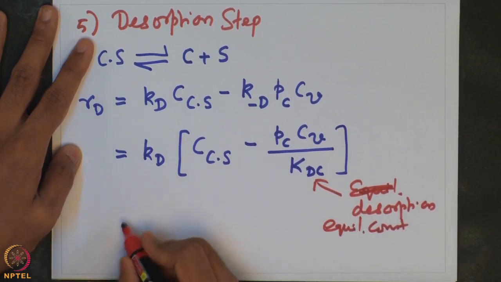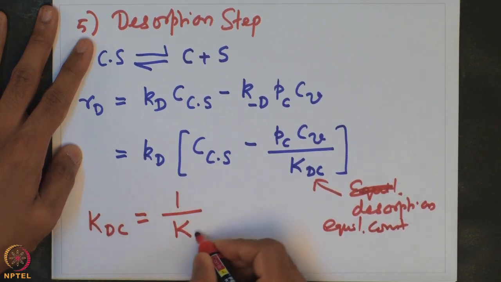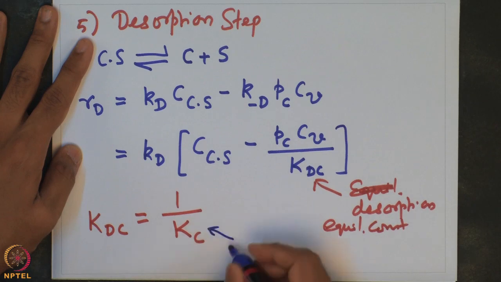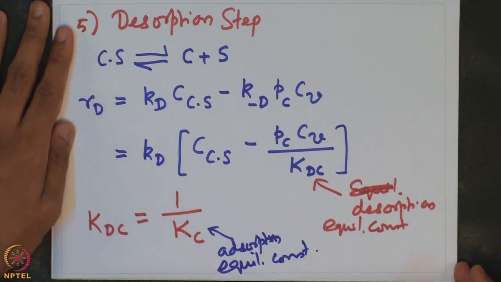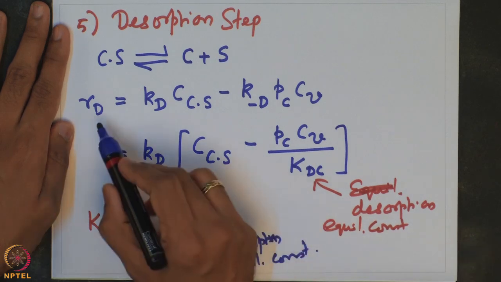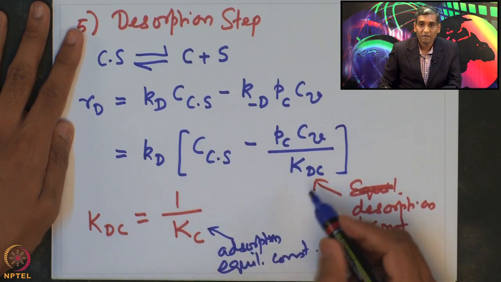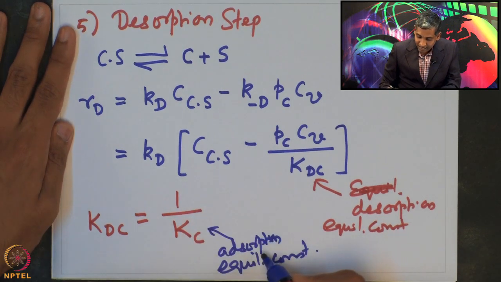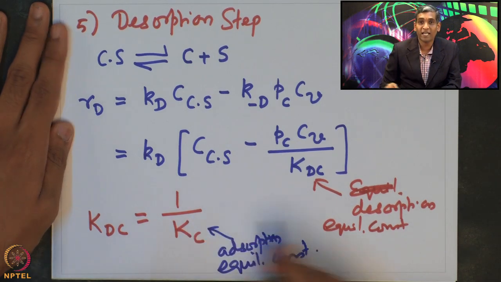And so, now the desorption equilibrium constant will be equal to 1 by Kc, where Kc will be the adsorption equilibrium constant. So, the rate at which the desorption step happens can easily be captured by this expression that is present here, where Kdc is essentially the desorption equilibrium constant, and that should clearly be related to the adsorption equilibrium constant, and it is related to the adsorption equilibrium constant as 1 by Kc.